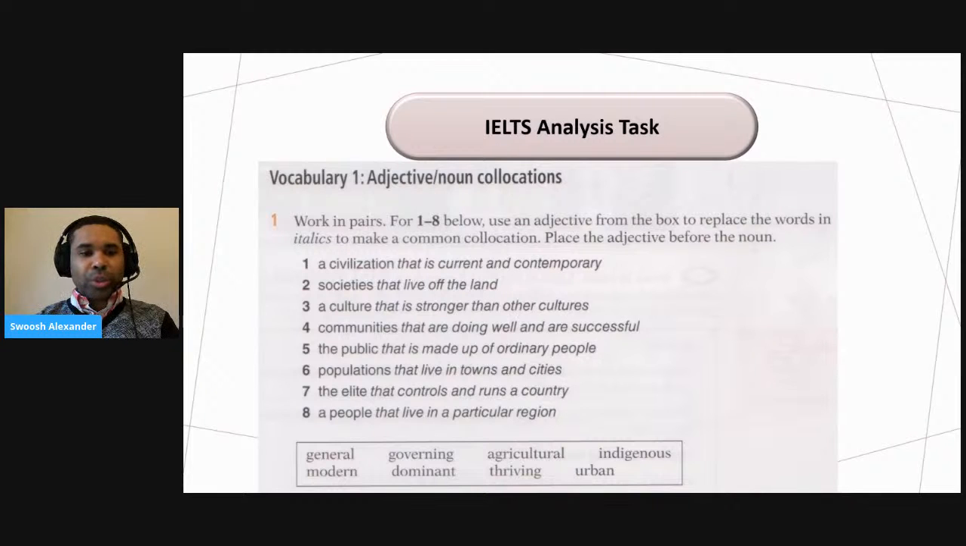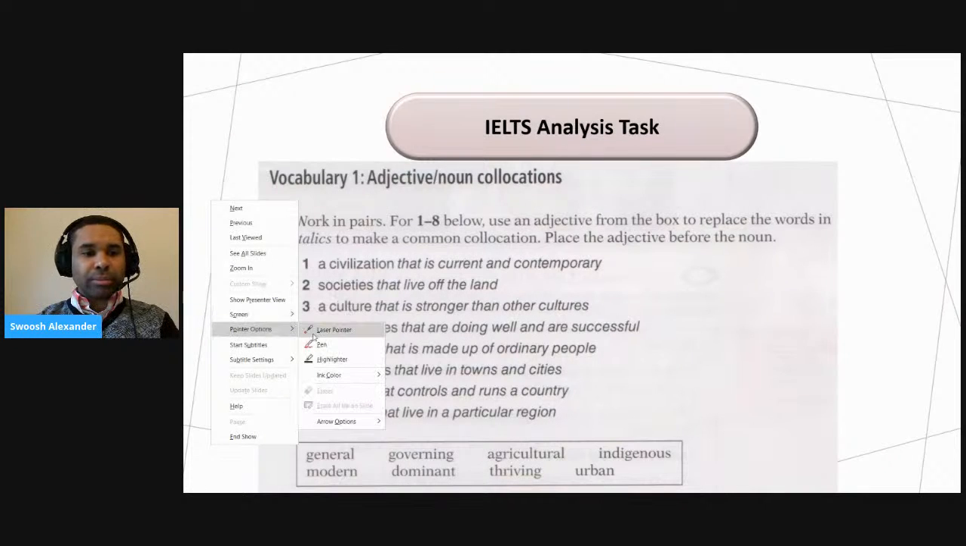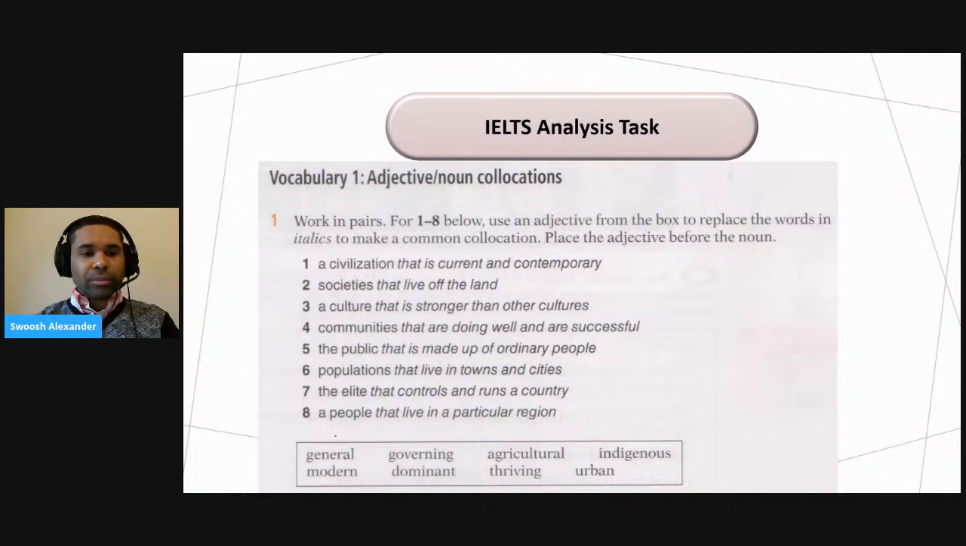Okay, so a civilization that is current and contemporary, an adjective which would be appropriate to describe this would be modern. So we could use the word modern. So here, a modern civilization, as the adjective that we could use.